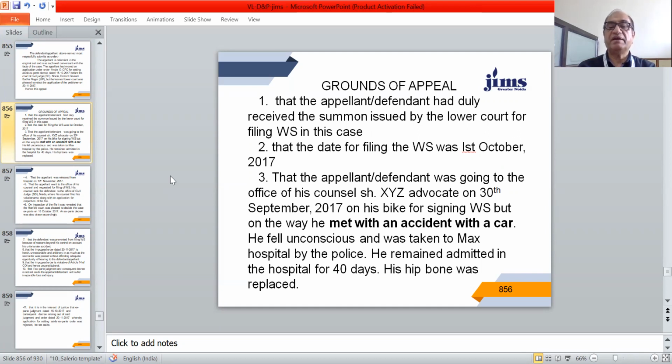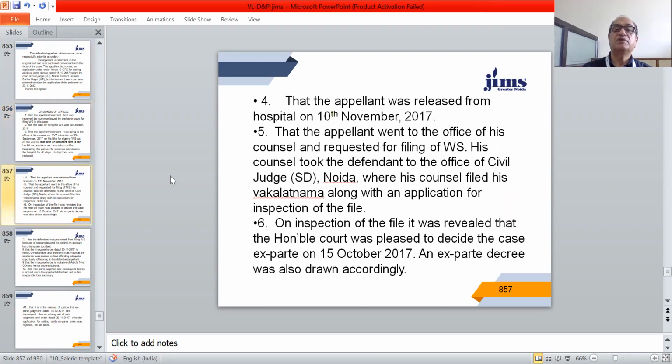But on the way, he met with an accident with a car. He fell unconscious and was taken to Max Hospital by the police. He remained admitted in the hospital for 40 days, where his hip bone was replaced. Para 4. That the appellant was released from hospital on 10th November 2017. See, these are the reasons as to why he could not appear before the date fixed and ex parte decree was passed against the defendant.